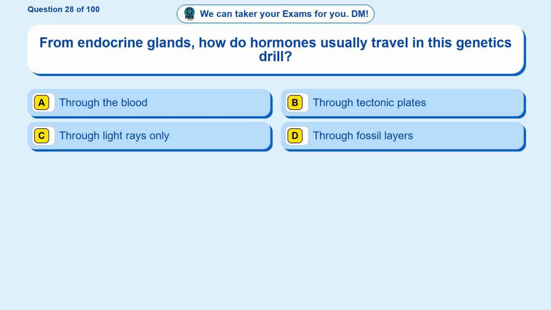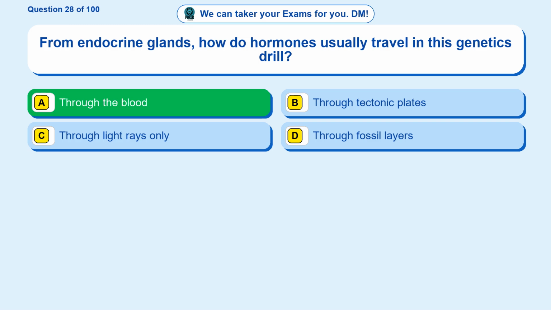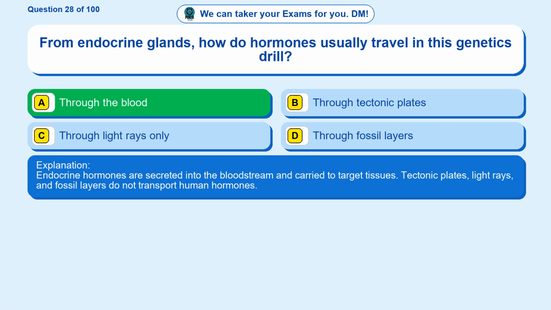Question 28. From endocrine glands, how do hormones usually travel in this genetics drill? Option A. Through the blood. Option B. Through tectonic plates. Option C. Through light rays only. Option D. Through fossil layers. The correct answer is option A. Through the blood. Endocrine hormones are secreted into the bloodstream and carried to target tissues. Tectonic plates, light rays, and fossil layers do not transport human hormones.